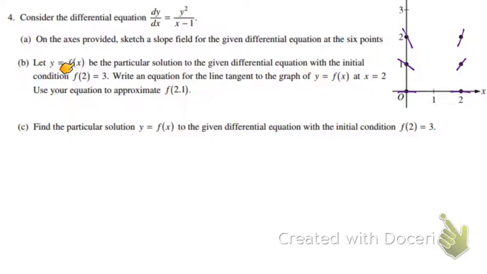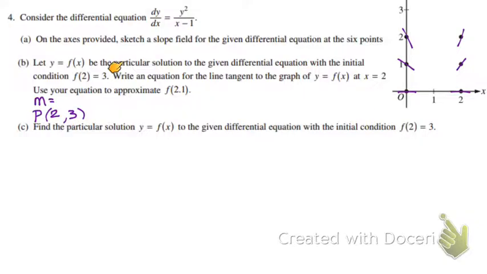Part B says, let f of x, y equal f of x be the particular solution to the differential equation with the initial condition f of 2 equals 3. Write an equation for the tangent line to the graph of f of x at x equals 2, and use your equation to approximate f of 2.1. So remember that to write the equation of a tangent line, we need a slope, and we need a point. And they are giving us a point. The point they're giving us is 2 comma 3.